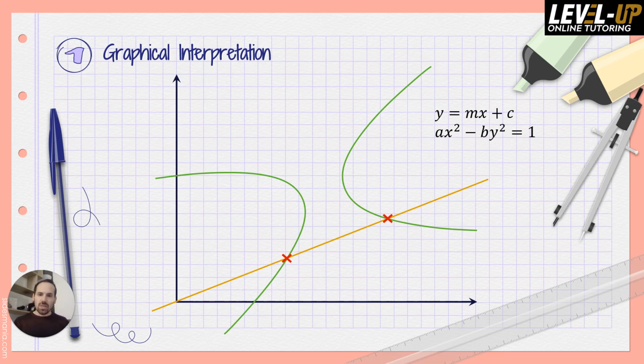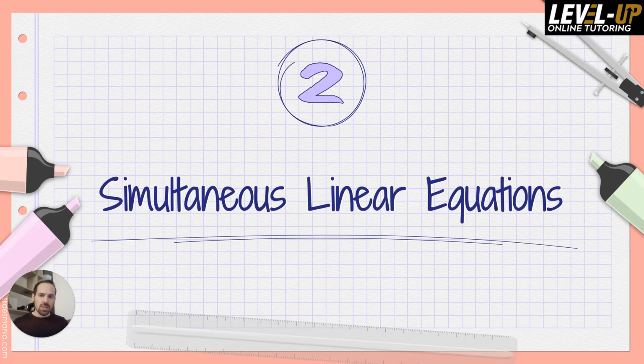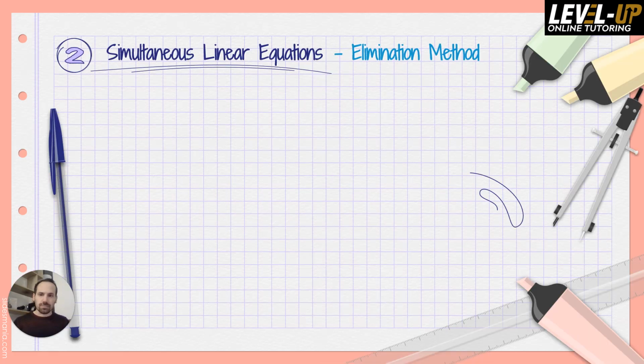So those are the different kinds of cases we'll get, and you see where you get either one or two solutions. We're looking at first linear equations. So two linear equations, we know there's only really one solution to that. And we have two methods that we use. The first one is called the elimination method.